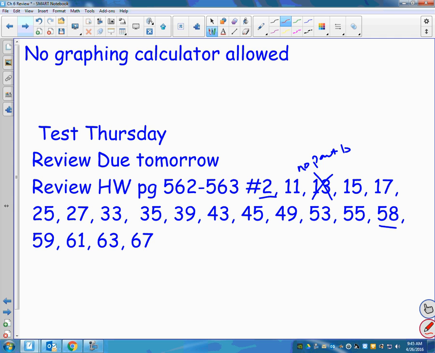Excellent. I don't know why I'm having 13. Yeah, so 13 is just no part B. We can still do 13, maybe. Well, no, let's just do it.